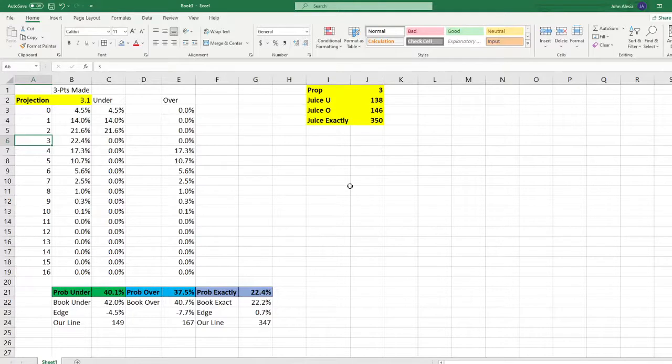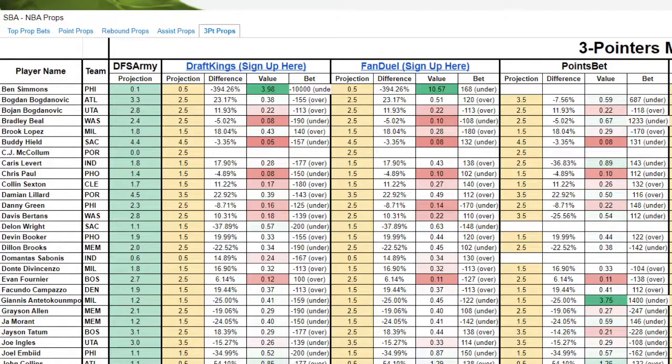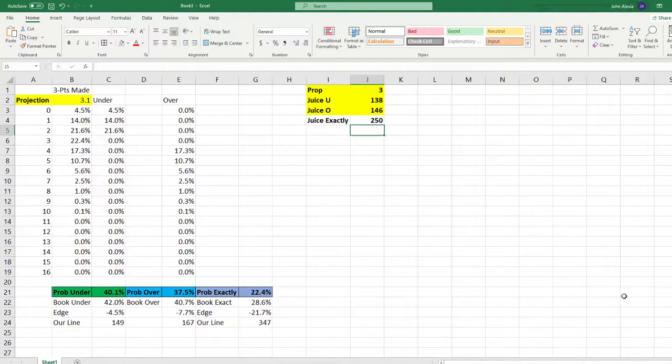Okay, here's a Poisson spreadsheet. In this instance, we're going to look at Jason Tatum three-point shots made tonight. Now, the first thing you need to do is have a projection. I'm going to use the DFS Army projections here for this exercise. All right, guys, this is from the Sports Bet Army. There's a link down below on how you could get these NBA props that we're posting on a nightly basis. But if you look, we're getting the projections from DFS Army. And if you scroll down here to Jason Tatum, they're in alphabetical order by first name. He's projected for 3.1 three-pointers tonight. All right, so we head back over to this spreadsheet.